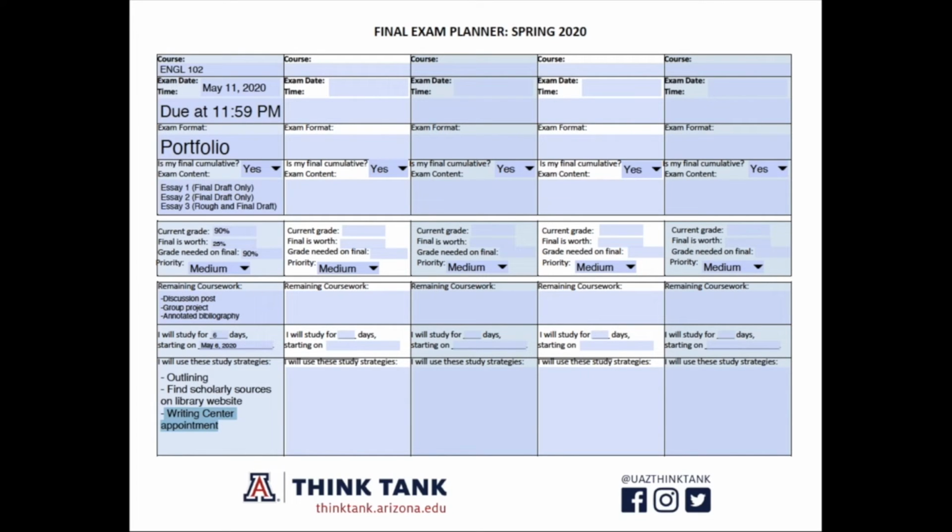There are a lot of other strategies you might want to consider, such as SQ3R, active versus passive strategies, and even spaced repetition, interleaving, all these cool things. If you want to learn more about them, you can connect with an academic skills tutor. So I mentioned the Writing Center, I mentioned tutoring. If you want to learn more about that stuff, just visit Think Tank's website at thinktank.arizona.edu. All of that information is there.